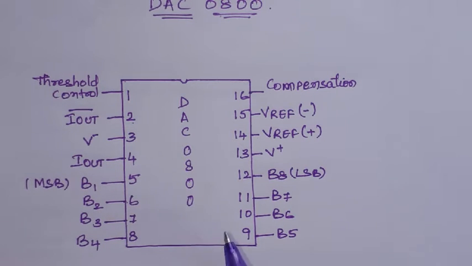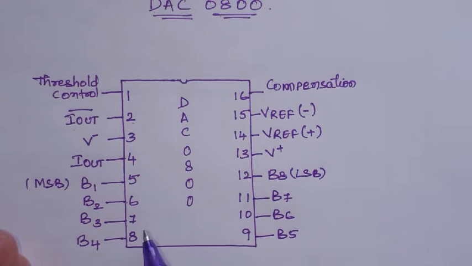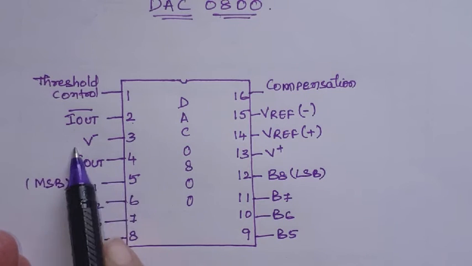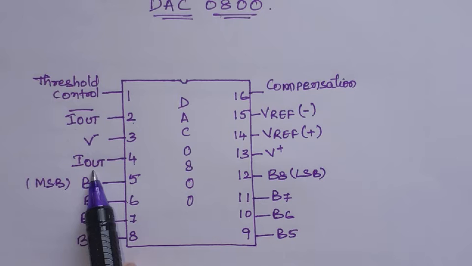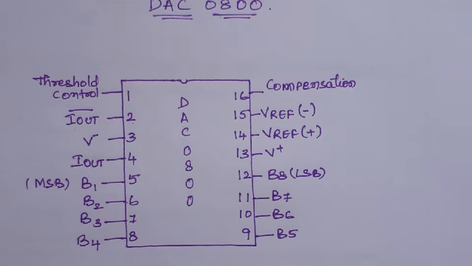So we give digital input and get the analog output from this chip. If we give a digital input, we get the analog output. I out is the analog output current, which is to be converted to voltage to get the analog output voltage. These are the input digital bits B1, B2, B3, B4, 4 bits here and 4 bits here. So these are the 8 digital inputs.